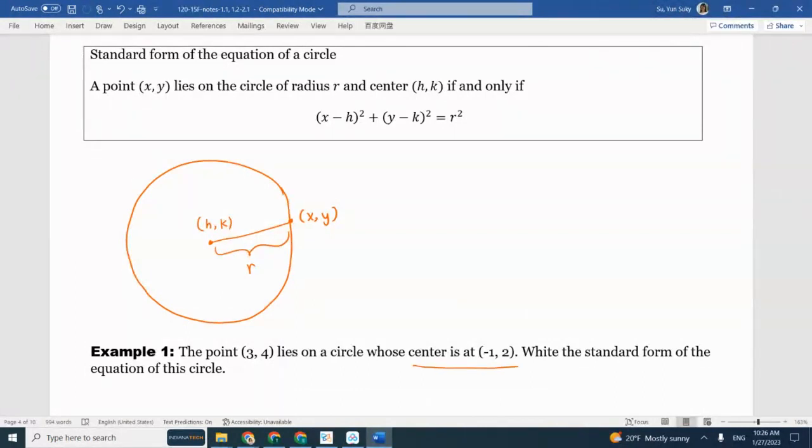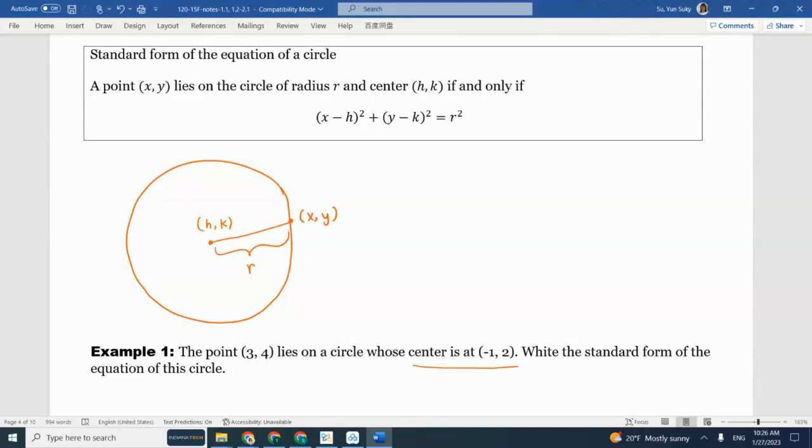Okay, so we have the center. In order to write the equation of the circle, you need two things. You need to know the center and you need to know the radius. For this problem, we already know the center, right? So we just need to find the radius. How can we find the radius?